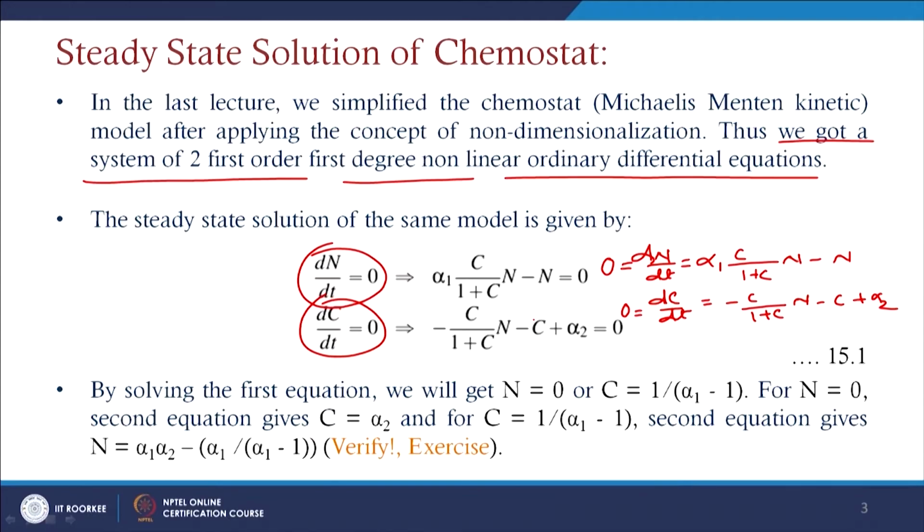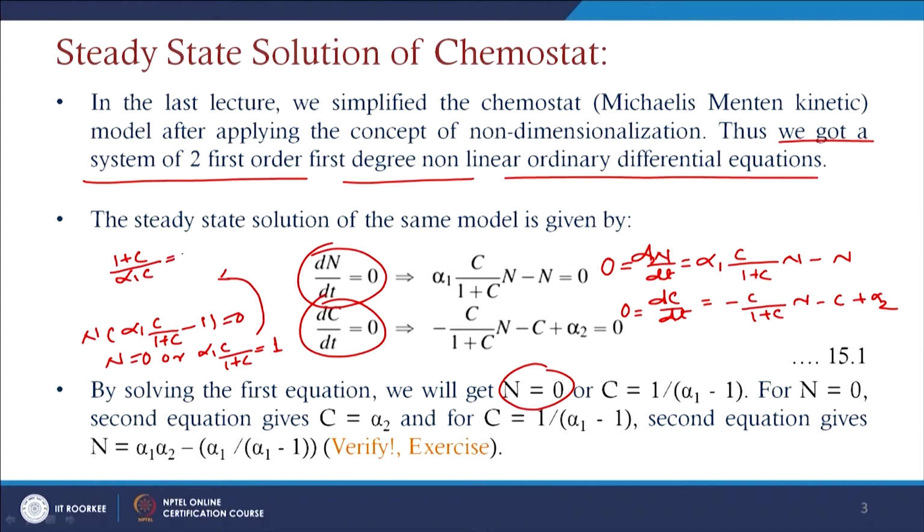If we solve the first equation, we can rewrite it in the form n into alpha 1 c by 1 plus c minus 1 equals 0. Obviously, we can say that either n equals 0 or alpha 1 c by 1 plus c equals 1 there. So, this implies that either n equals 0 or, if we solve this equation here, alpha 1 c by 1 plus c equals 1.